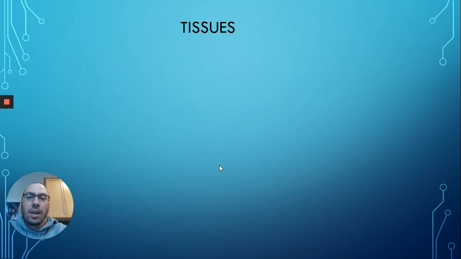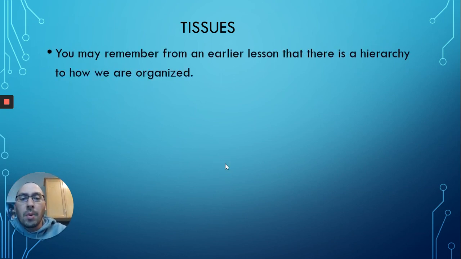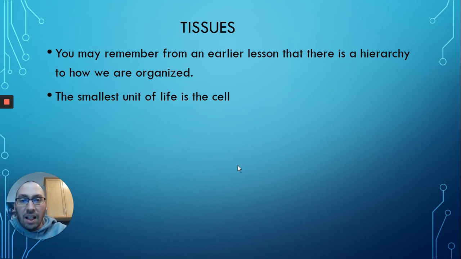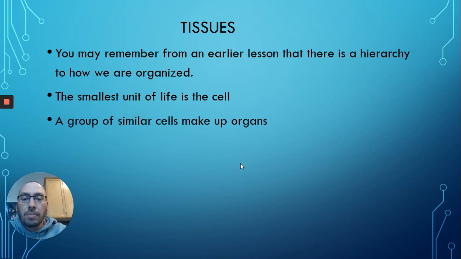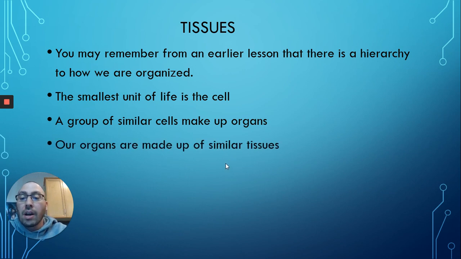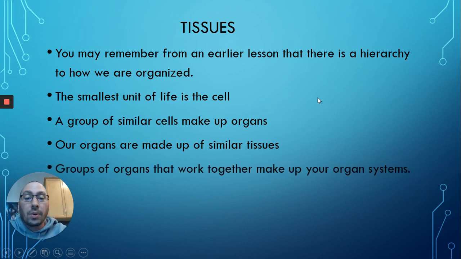That leads us to tissues. We've talked about tissues already. Okay, you may remember from the earlier lesson we talked about the hierarchy of how things are organized. Okay, the smallest living unit of life is the cell. The cell is the smallest part. It's where we start. Okay, then if we take a group of cells and put them together, we end up getting organs. Okay, take a bunch of these organs, put them together. A group of cells, oh, I put a typo here. Group of cells actually make up tissues. This should be right here. Our organs are made up of similar tissues, and then a group of organs that work together end up making up our organ systems.